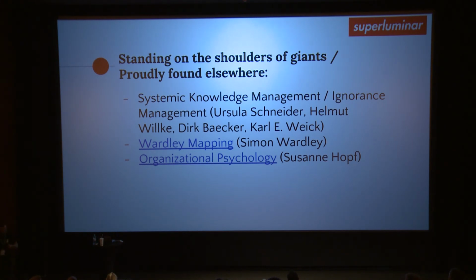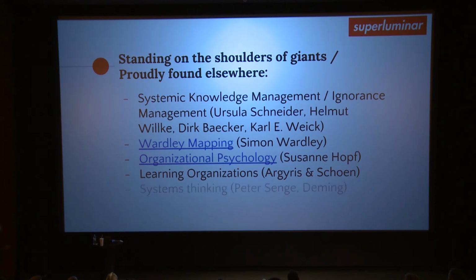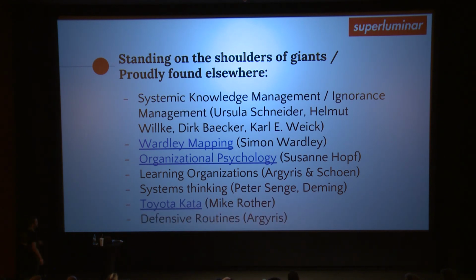This was this awesome list of knowledge barriers. And there are learning organizations, Argyris and Schön, and systems thinking, Peter Senge, Deming, and the Toyota Kata. And also defensive routines, which is currently my main research focus, but I didn't have the time to read the books yet. So this is actually the stuff. All the stuff that I showed you is nothing I made up. It's all proudly found elsewhere.